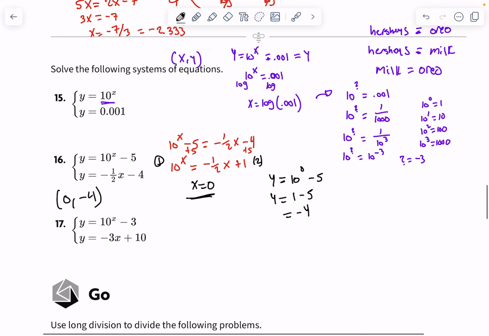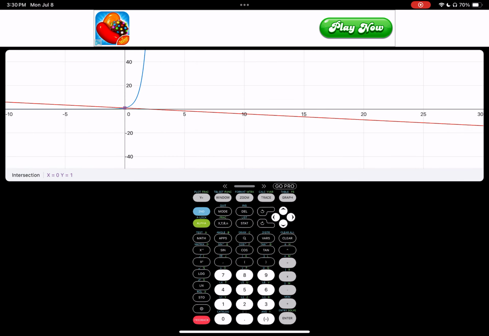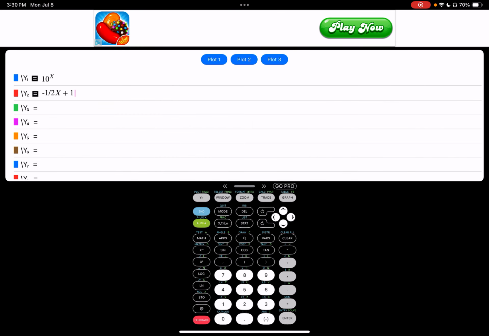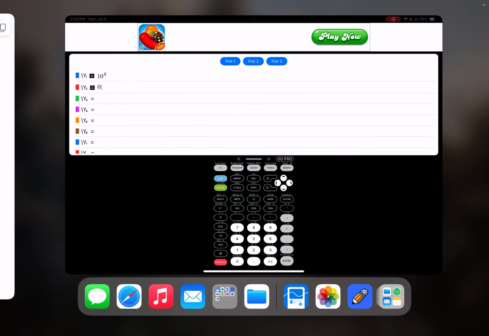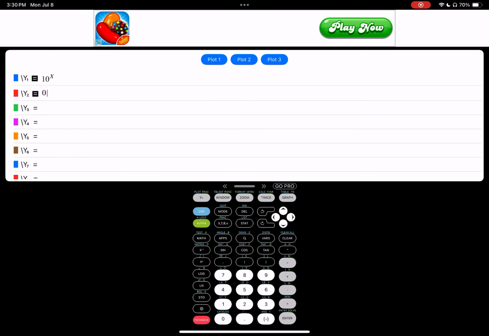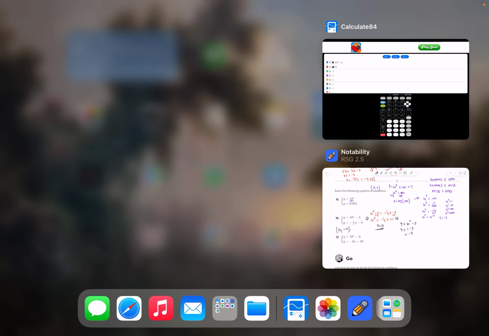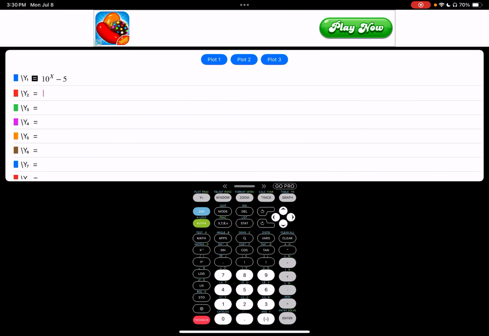Okay? So again, I graphed them. Let's try graphing them from the very beginning. So let's graph both of them. Let's do 10 to the x minus 5. And then what else do I have? Negative 1 half x minus 4.